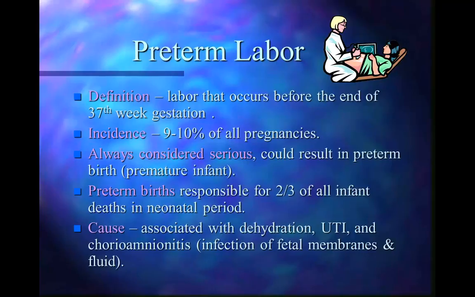Now the cause, it is associated with dehydration, UTI, and chorioamnionitis, and that's an infection of the fetal membranes and fluid. Usually infection is some sort of a culprit there. Women may not even know that they have an infection. So with a dehydration, when they get dehydrated, the uterus gets irritable and cranky and it starts contracting. So we want to hydrate her. And good teaching to stay hydrated in pregnancy.